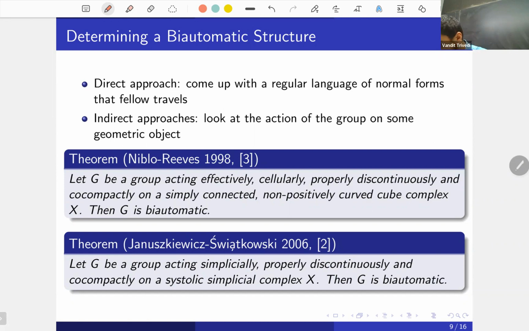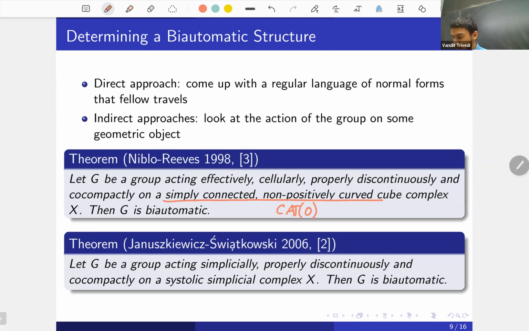And these are two theorems that I've looked at during my project. One is by Niblo and Reeves from 1998. If I have a group G acting in certain ways, effectively, cellularly, properly discontinuously, and co-compactly on a simply connected, non-positively curved cube complex, which means that the cube complex is CAT(0), then the group G is biautomatic. Not only does this theorem tell us that G is biautomatic, it actually gives us a way to find that biautomatic structure.